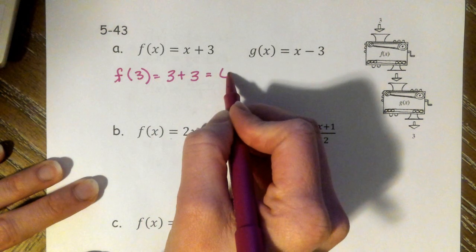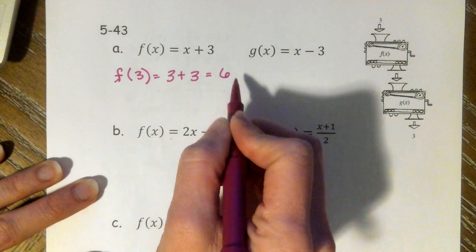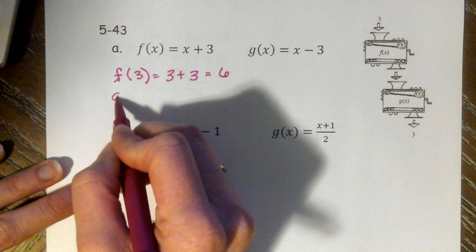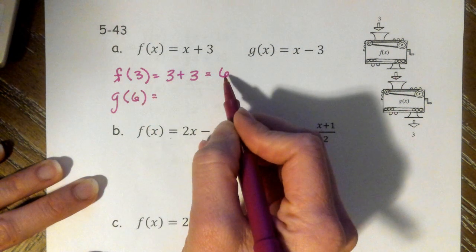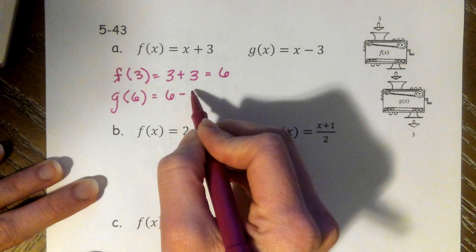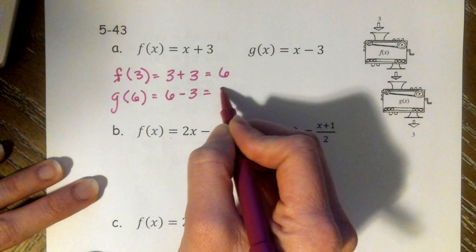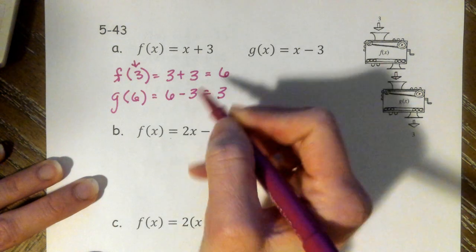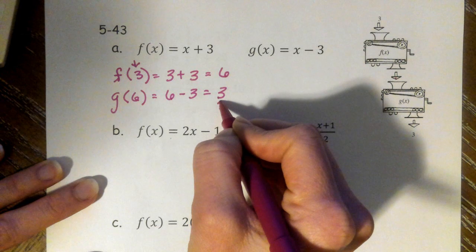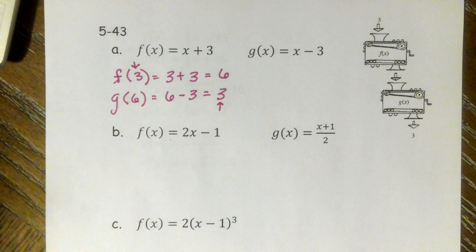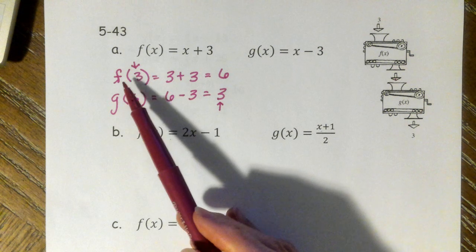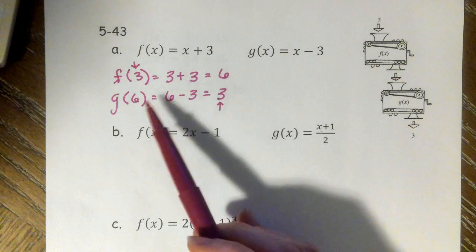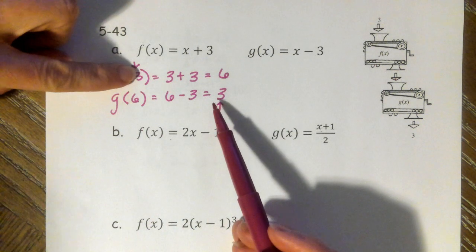So 3 plus 3 is 6. Now, whatever you get out is what you put into the g function. So then this becomes g of 6, which is 6 minus 3, which is 3. So your input into your function becomes the output of the inverse function. Remember, your inputs become your outputs, and your outputs become your inputs. So here it just flipped.